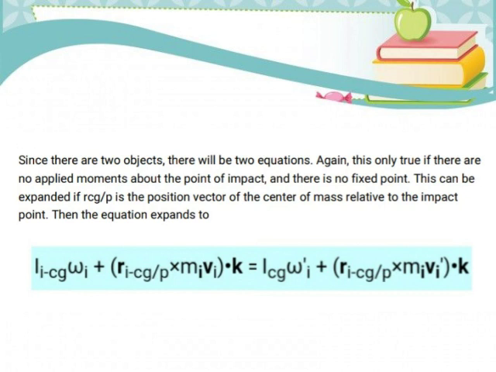This can be expanded if R_CG/P is the position vector of the center of mass relative to the impact point. Then the equation expands to this equation. Again, this scalar equation is valid for both objects since neither is pinned. This will give two equations, one for each object.